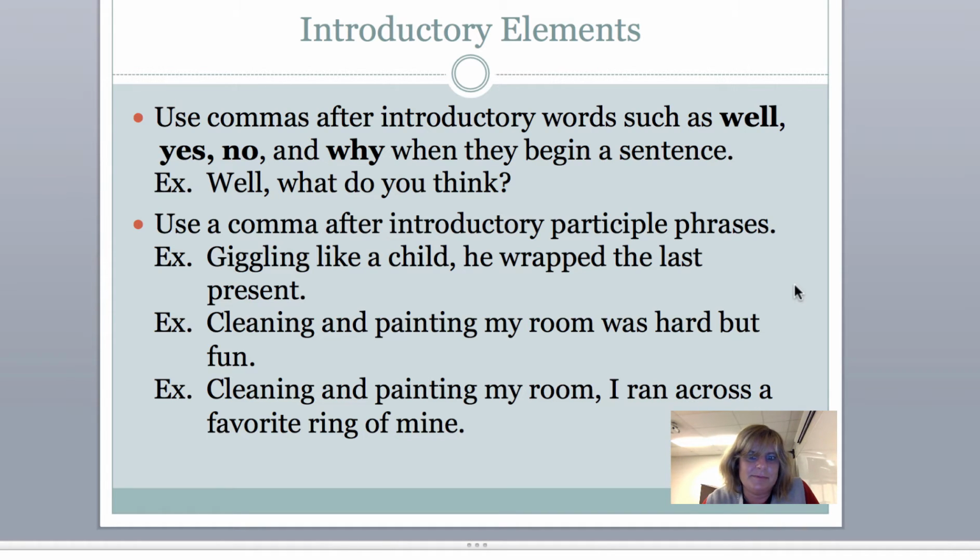That's not a complete thought, so you've got to have something else in it. Cleaning and painting explains it; you've added to it to make a sentence. The next example, cleaning and painting my room, comma, I ran across a favorite ring of mine. I ran across a favorite ring of mine is an independent sentence. And then cleaning and painting my room is a participle phrase modifying the verb ran.